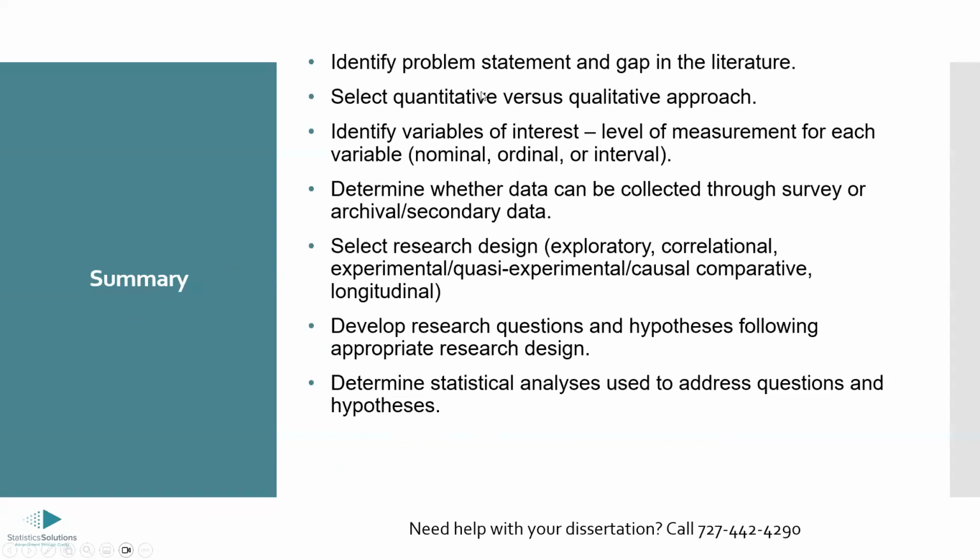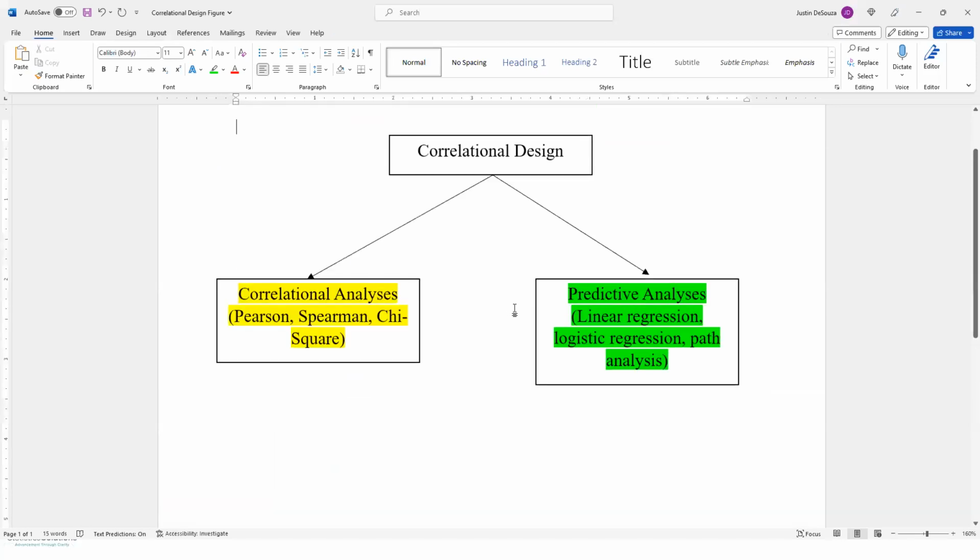So in summary, identify your problem statement first. Don't jump right into research questions and data analyses. Figure out a meaningful topic, something that's contributing to the literature. Then pinpoint if you're using quantitative or qualitative or both. Identify the variables of interest for your study and the level of measurement. So are they nominal, are they ordinal, or are they interval? Something I would recommend is building a table.